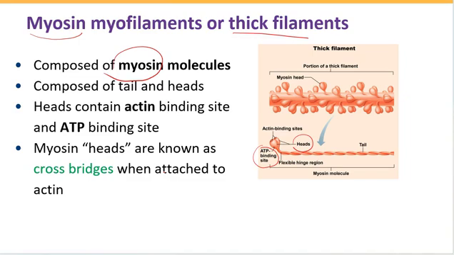And then you can see on the other side, we have the tails of the myosin molecule. So then many of these myosin molecules, all the heads on one side and all the tails on the other side, together make a thick filament.